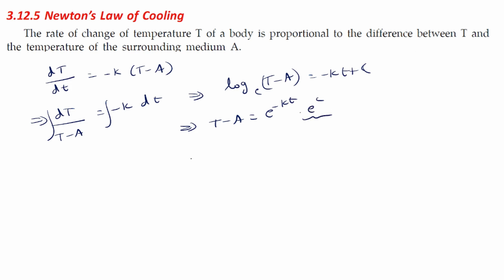So for this e raised to C we can put lambda. So we have T minus A equal to lambda into e raised to minus Kt. So this is the model for Newton's law of cooling.